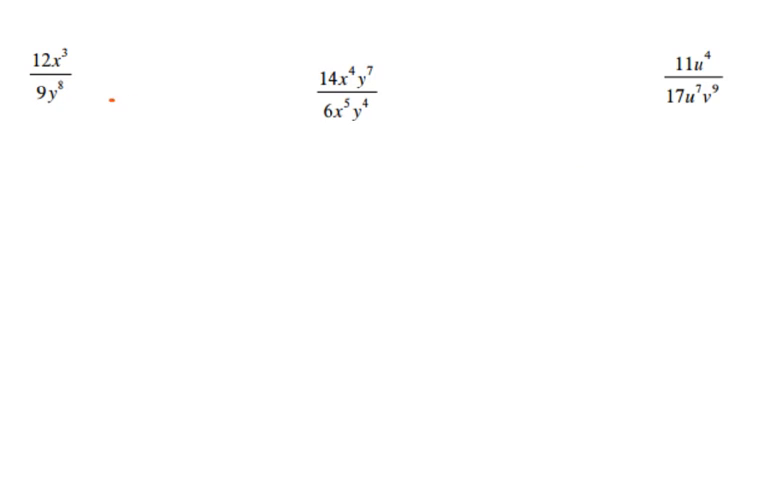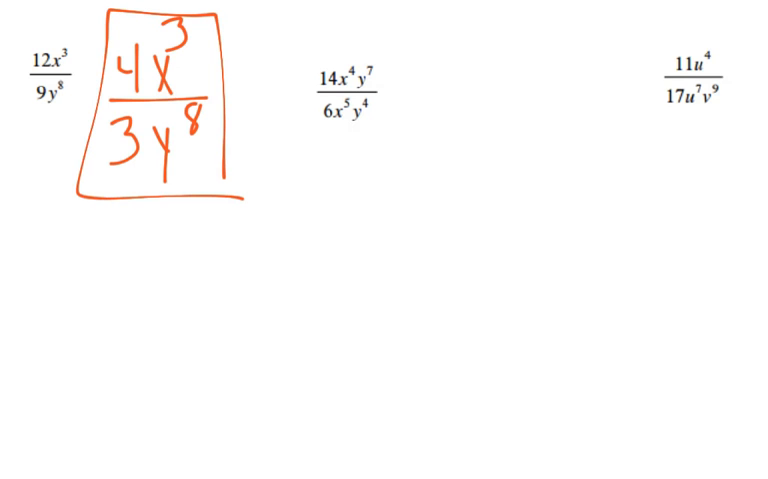So on this one, you have 12 over 9. You can either do 12 divided by 9, math enter, or you can say they both divide by 3. I have a 4 on top, a 3 on bottom. Notice we have x to the third on top, we have y to the 8th on the bottom. The bases are different, you cannot combine them. So x to the third stays here, y to the 8th stays there. This is your answer.